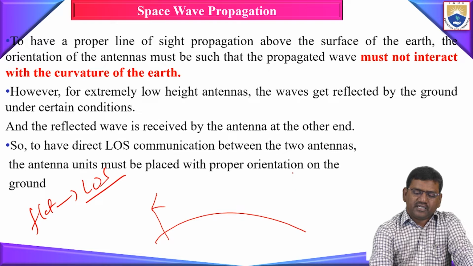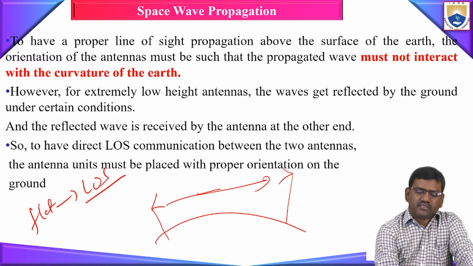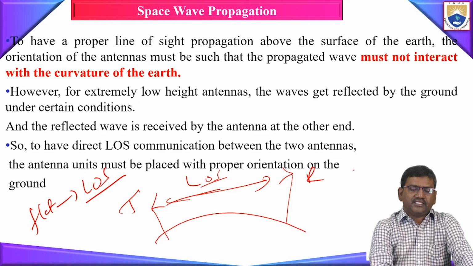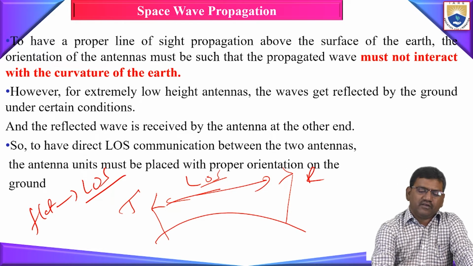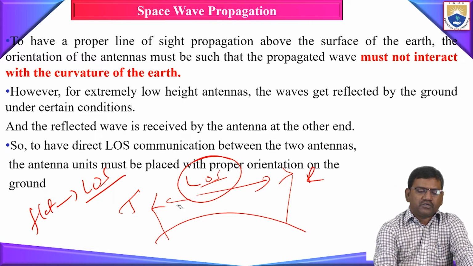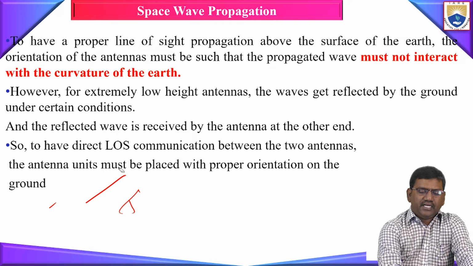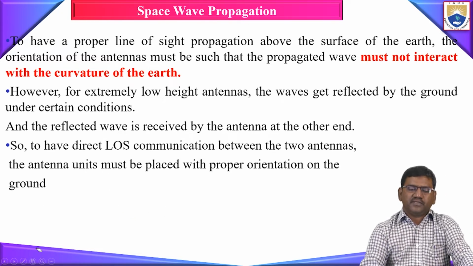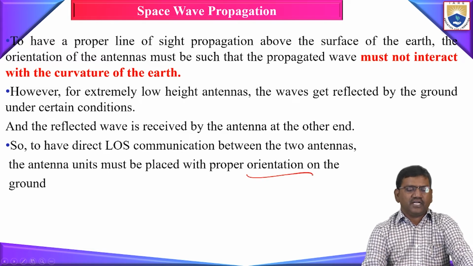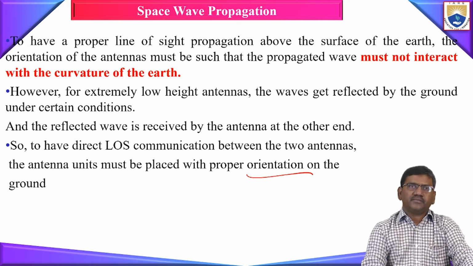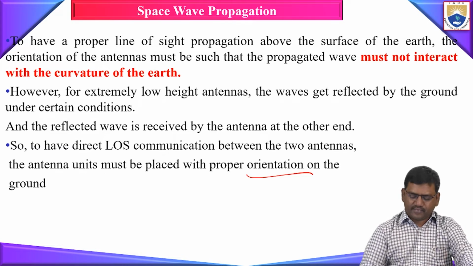So we can increase the receiving antenna height so that line of sight communication is possible between the transmitting antenna and the receiving antenna. We can adjust the height of the transmitting antenna and the receiving antenna for achieving this LOS communication. To have LOS communication between the two antennas, the antenna units must be placed with proper orientation on the ground. So we can increase the height of the transmitting antenna, and we can also increase the height of the receiving antenna. This we call the proper orientation on the ground. The transmitting antenna and receiving antenna heights must be adjusted.